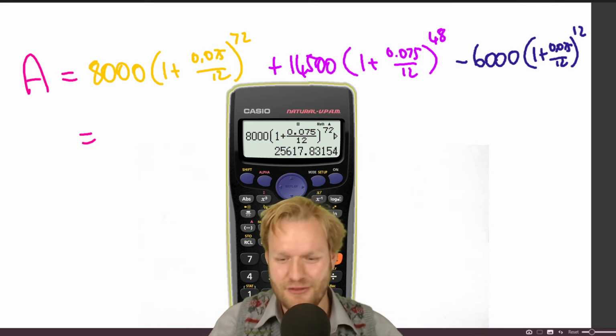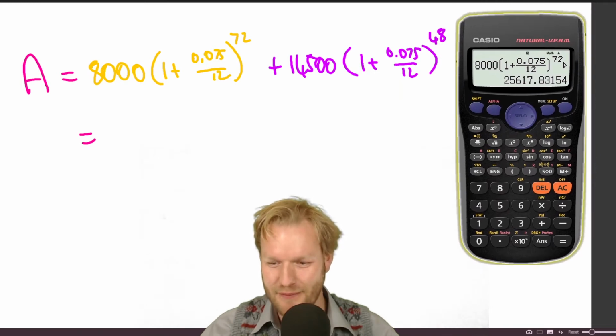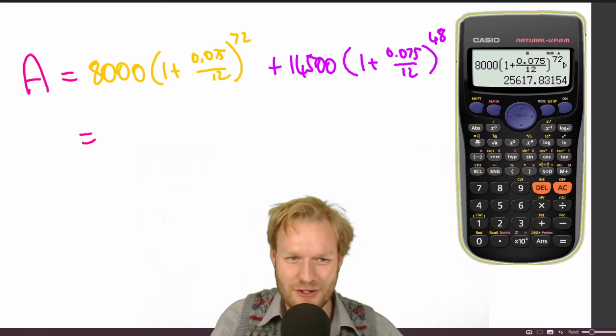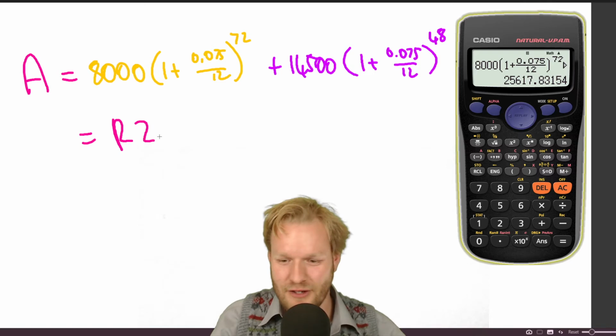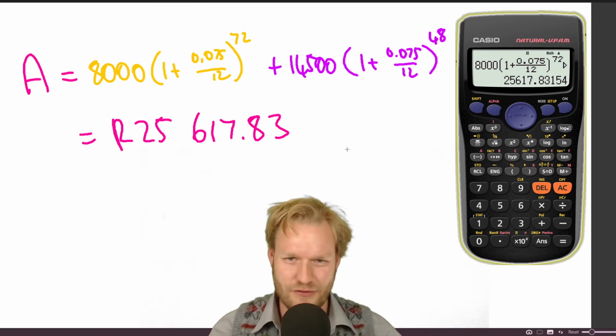Now, question for you. So let's just move our calculator. It prefers to be up in the corner there. There we go, calculate. So we get our answer of 25,617.83.